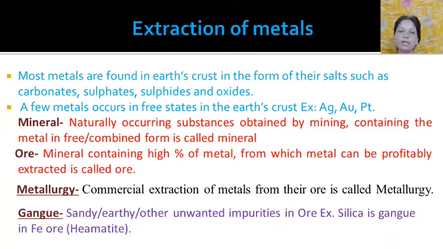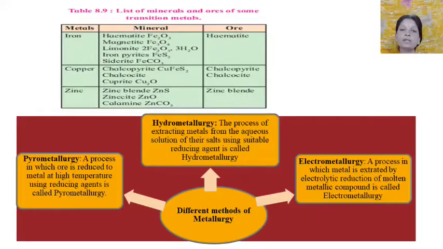What is metallurgy? The commercial extraction of metal from its ore is called metallurgy. Now, gangue is the sandy, earthy or unwanted impurities found in the ore. For example, silica is the gangue in iron ore, that is, the hematite ore contains silica as a gangue particle. Now let us discuss the list of minerals and ores of some transition metals.